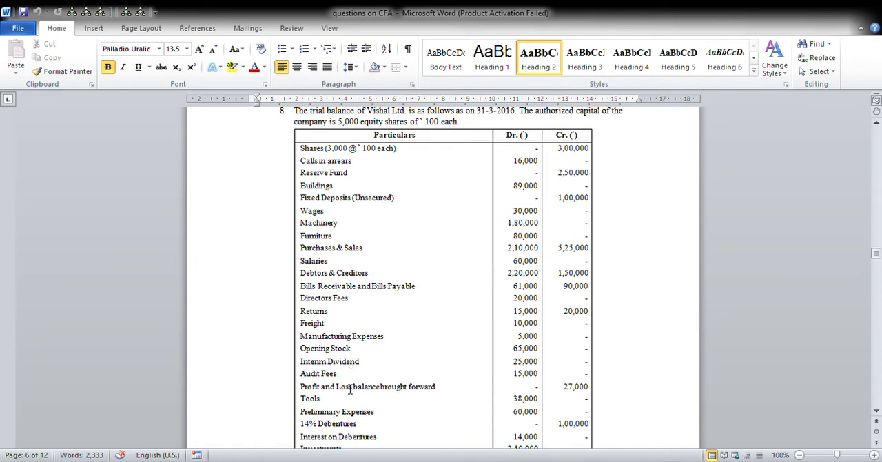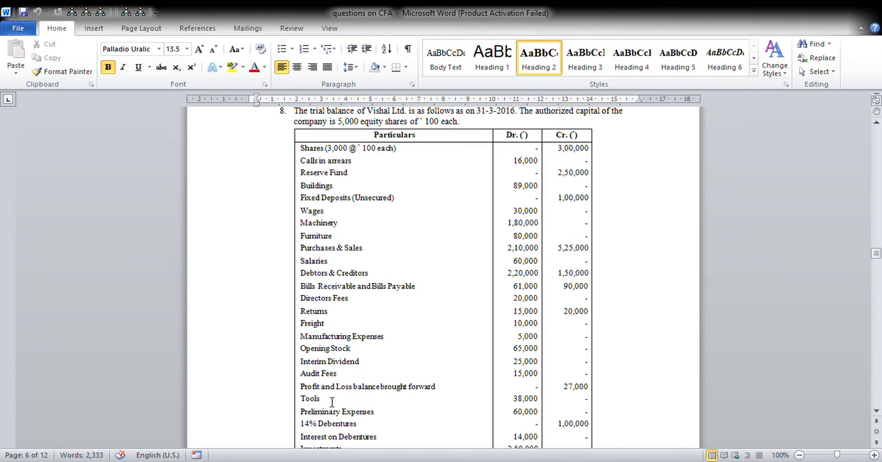And here we have the interim dividend of 25,000. As I've just told you about the previous problem where the interim dividend was given, show the amount of the dividend as a reduction from the profits under the group called reserves and surplus on the liability side of the balance sheet. Then we have auditor fees. So auditor fees will again be shown as another expense in the profit and loss account.